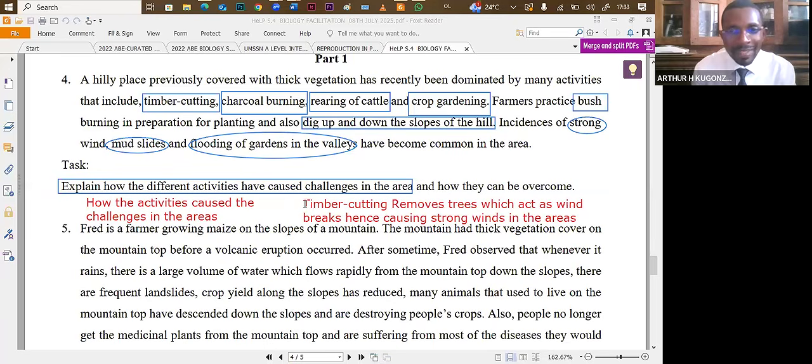The activity is there and the challenge is there. The problem in the community was strong winds, and I've been able to say that it is the activity of timber cutting. But how does timber cutting lead to this? Timber cutting removes trees which acted as windbreaks. My point is done. Then now ask yourself, which challenge in the area does charcoal burning cause? You explain how it causes it. Rearing of cattle. Maybe let me also help you explain the point of rearing of cattle.